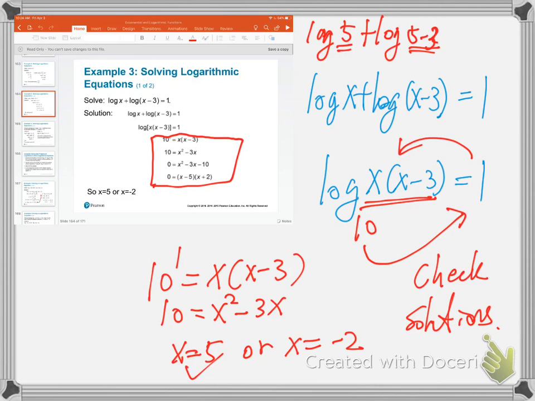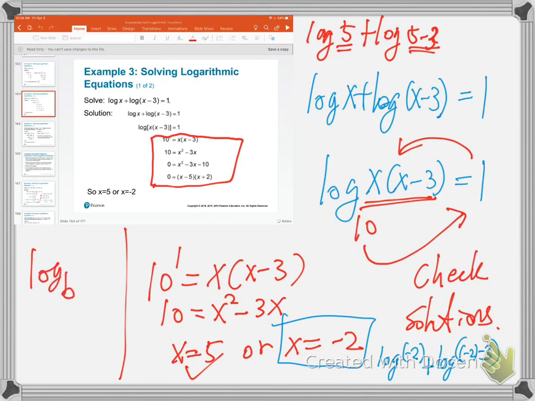But when you plug in this -2, there is a problem. Okay, so let's plug in -2. So if x is -2, what do we got? We got log -2 plus log of -2 minus 3. So we got log -2 and log -5. They are both negatives. Okay, when you take log base b of m, they cannot be negative. So this is a wrong solution. Okay, so we have two solutions, 5 and -2 for this quadratic equation, but we only have one answer, 5, for this log equation.